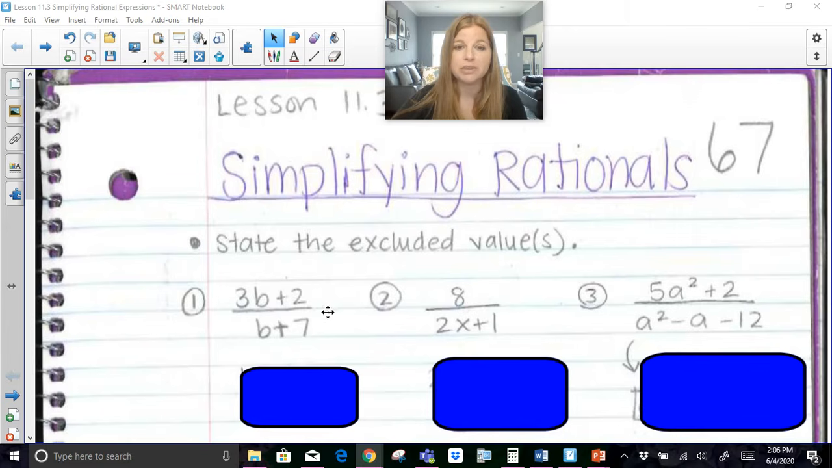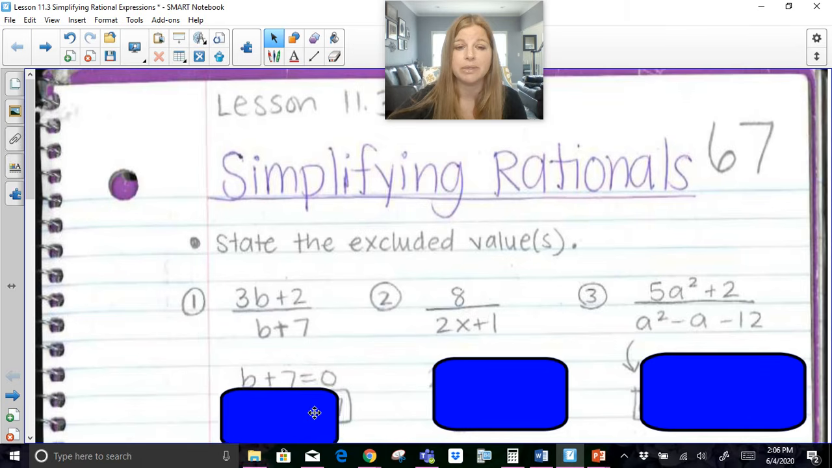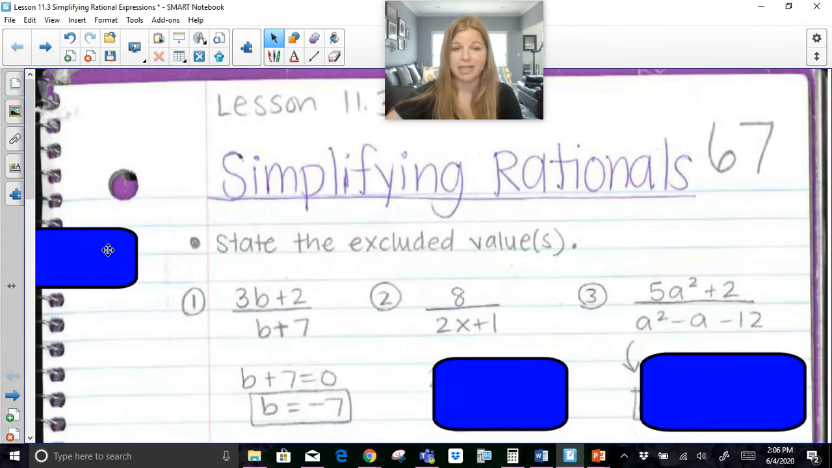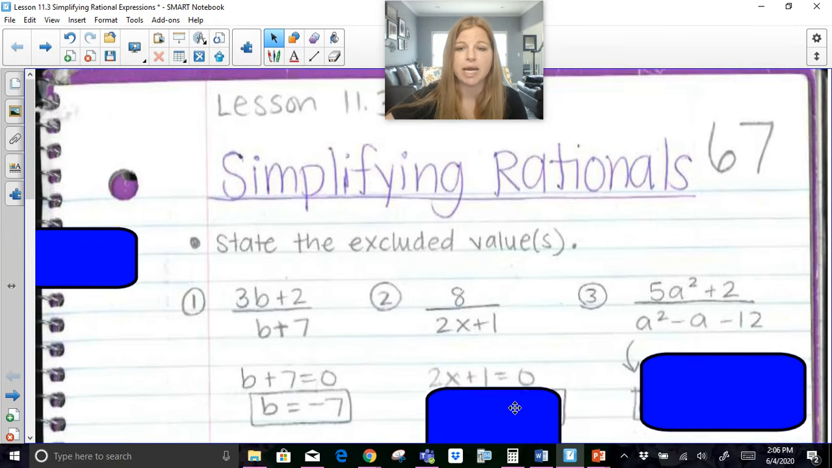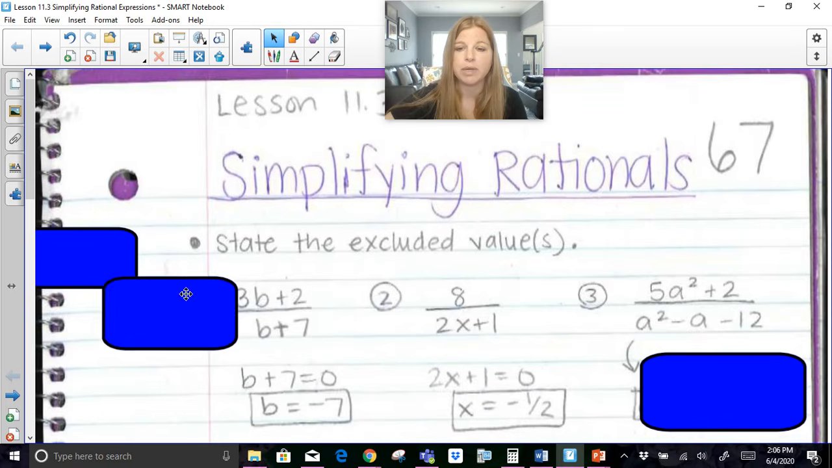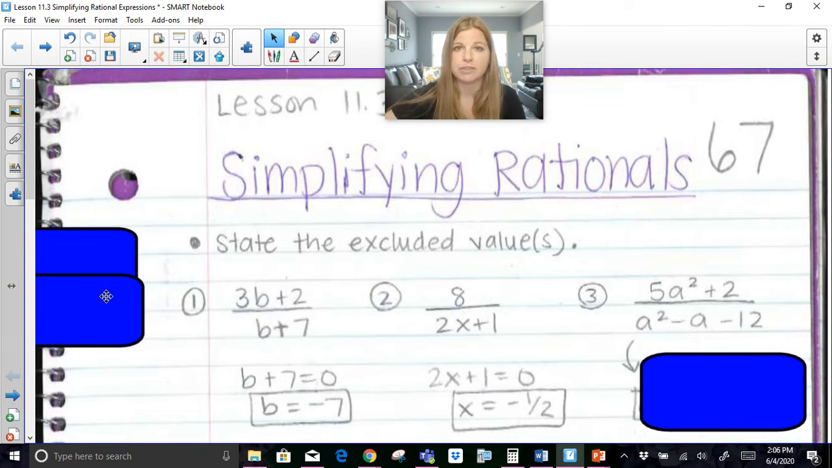If I want to find the excluded value, I'm solely setting the denominator equal to 0. And if I set b plus 7 equal to 0, my excluded value is -7. So that means b could be any number in the world except for -7, because if it was -7, the denominator would be 0. Next one, 8 over 2x plus 1, I set the denominator equal to 0. If I subtract 1, then divide by 2, I get -1/2, and so -1/2 is my excluded value.